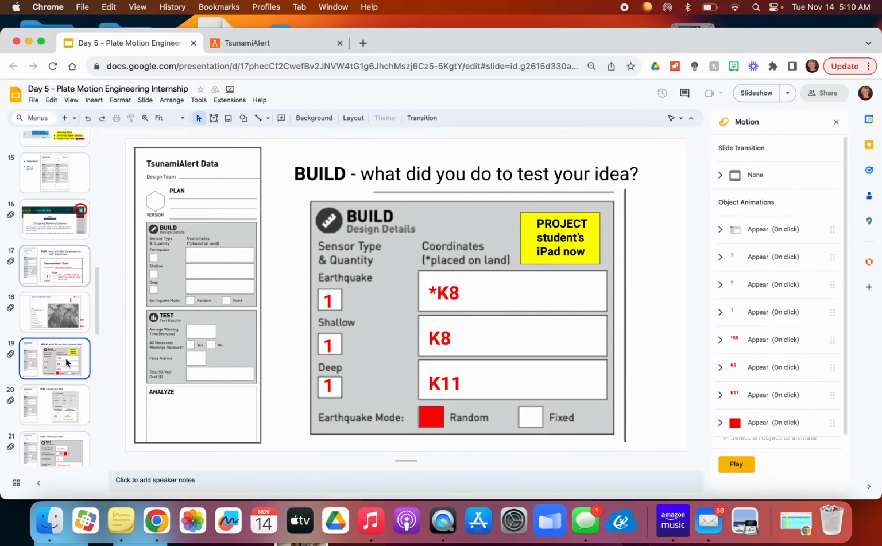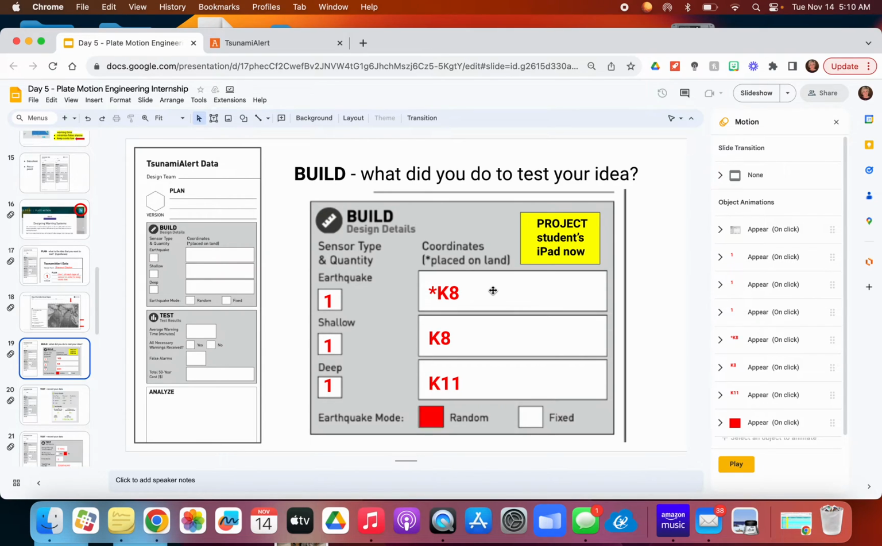You want to make sure before you hit test, make sure that you fill this out. So in your build, you're going to tell me exactly what we did to test the idea, however many sensors you choose to use. So I just used one of each. And then make sure that you place your coordinates here.